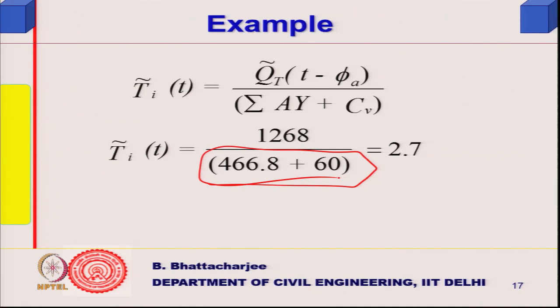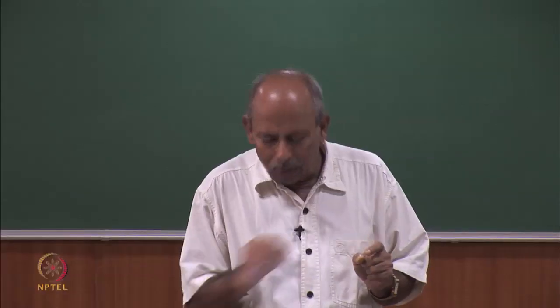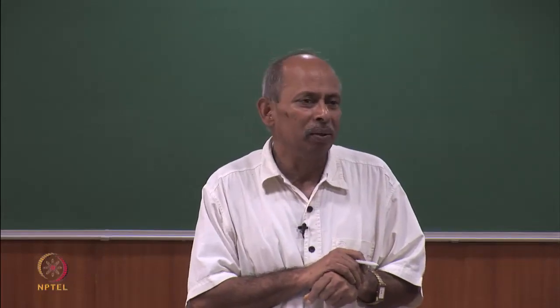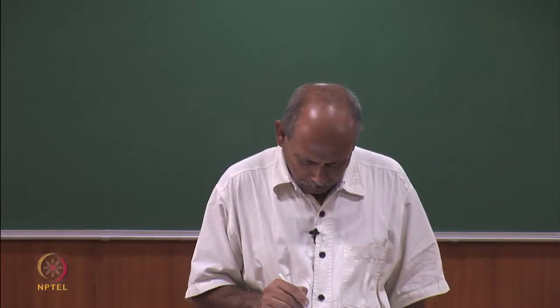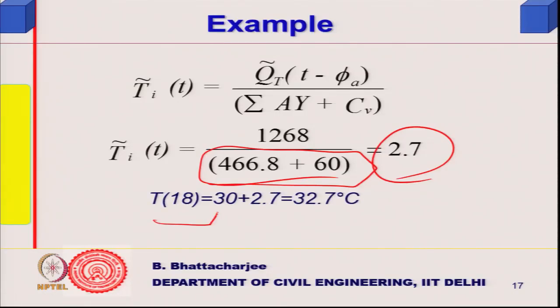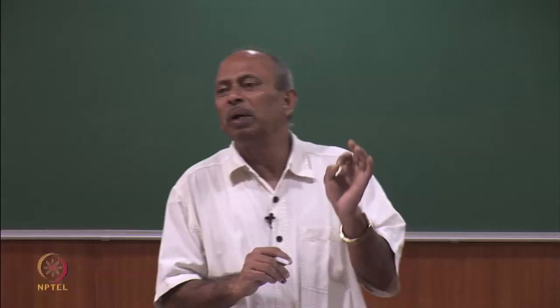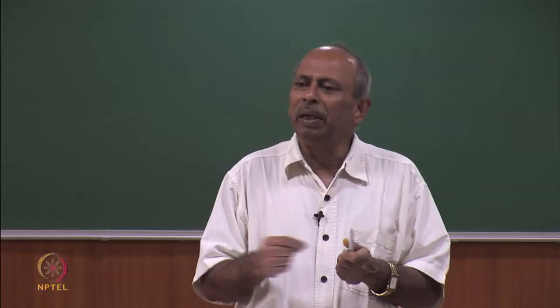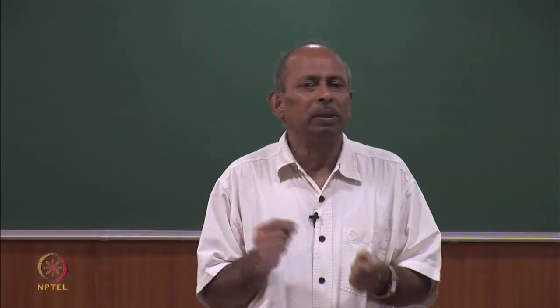Now, at 6 p.m. what is the temperature then? Mean plus 2.7. So, T at 18 will be 30 plus 2.7, that is 32.7 degrees centigrade. So, at every time therefore, you can find out in this manner, you can find out for all 24 hours what is the temperature inside.